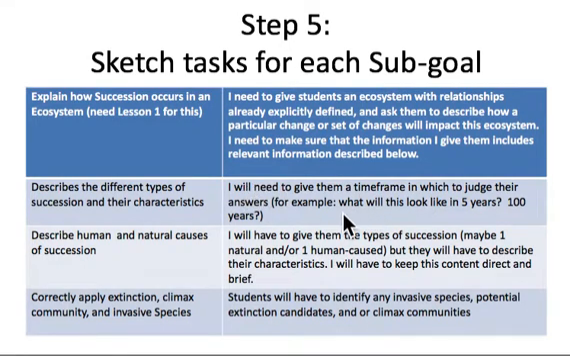And I will have subtasks where I ask them questions or have them demonstrate something about the time in which changes will occur, what different types of succession are going to do, and ultimately identifying any invasive species, potential extinction candidates, or climax communities.